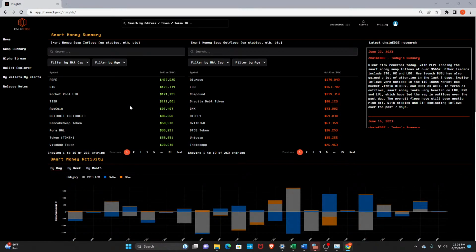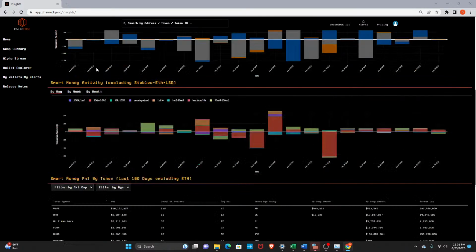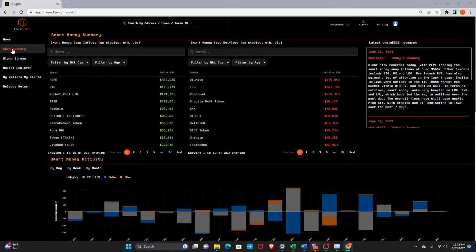So this is the new and improved homepage for chainEDGE, which I think is pretty cool. Now, instead of going through the summary page and looking for either new ideas or trying to get macro context, I think this page makes it a lot easier. Especially excluding stables, ETH, Bitcoin.